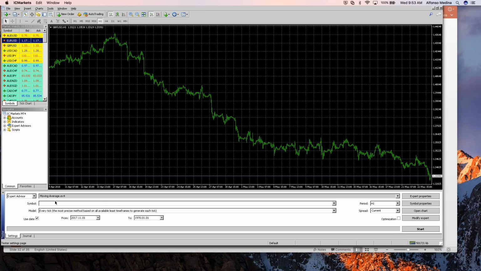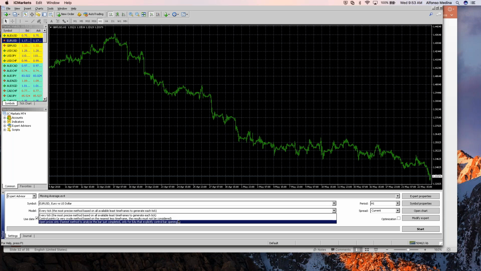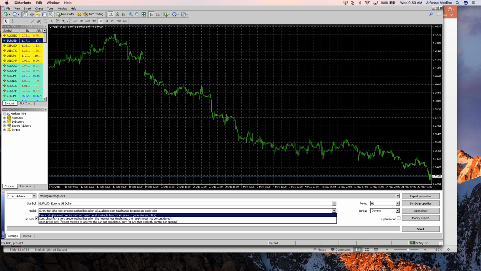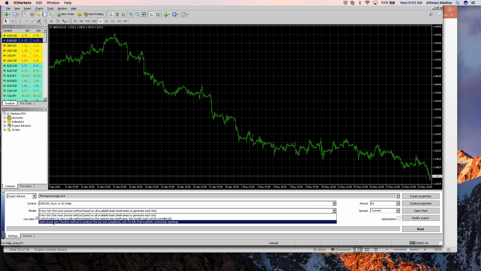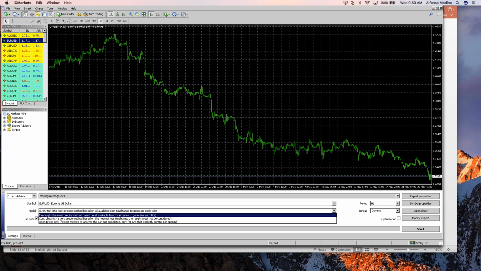And then we want to choose a symbol that we want to test it with, a euro dollar currency pair, for example. Then the model. Here we have three different ones. We always recommend the every tick, which is the most precise one, even though it is the one that lasts the longest for the backtest. This is a medium level, and here is the less precise one, but the fastest one. But we recommend the every tick.